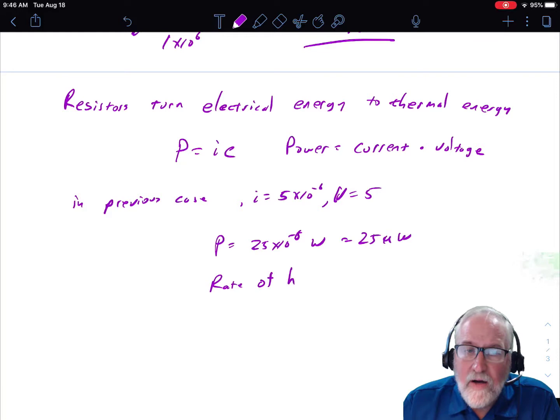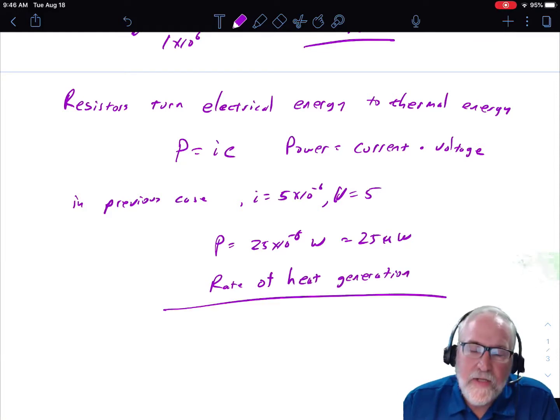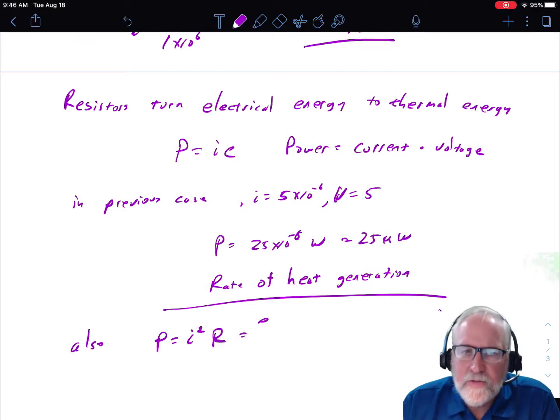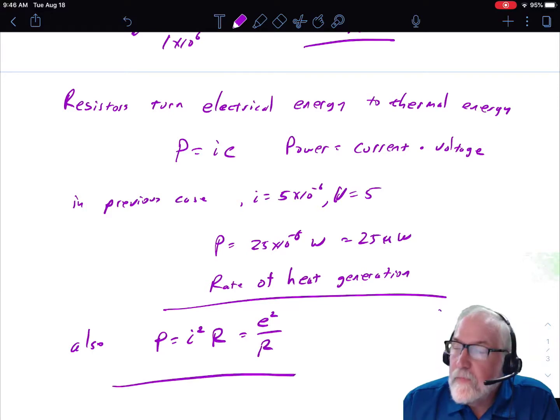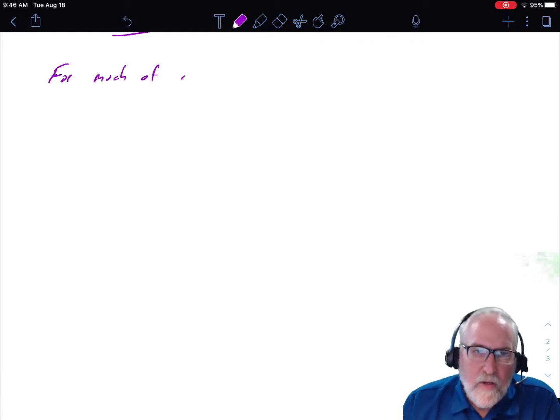Resistors have a rating of the rate at which they can handle that, and it's usually something like 1/8 of a watt or 1/4 watt. So 125 milliwatts, 250 milliwatts, so much higher than what we're talking about. And you can also say the power is I squared R or V squared over R.